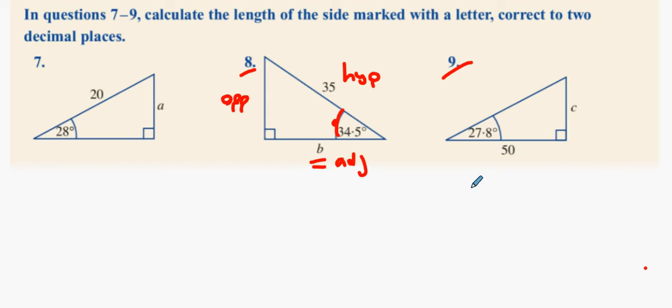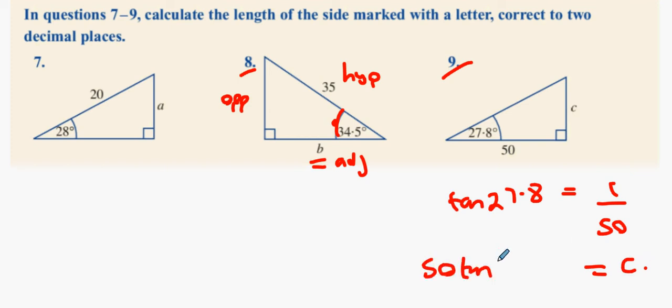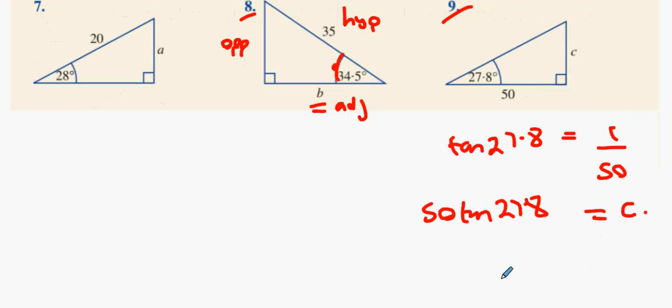Now, guys, which one are we going to use? Sine, cos, or tan? Tan. Tan 27.8 is the C value divided by 50. Therefore, the C value must be 50 times tan 27.8. And what do you get? 26.36. You guys alright with that?